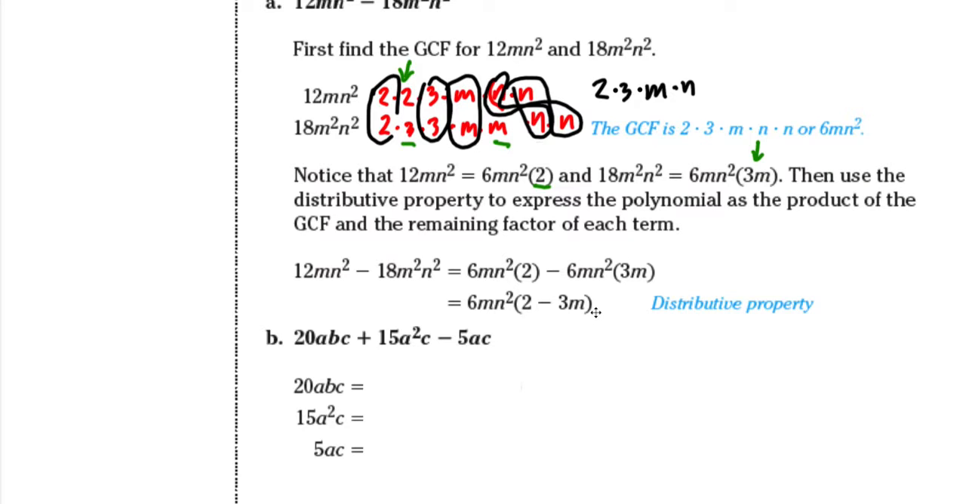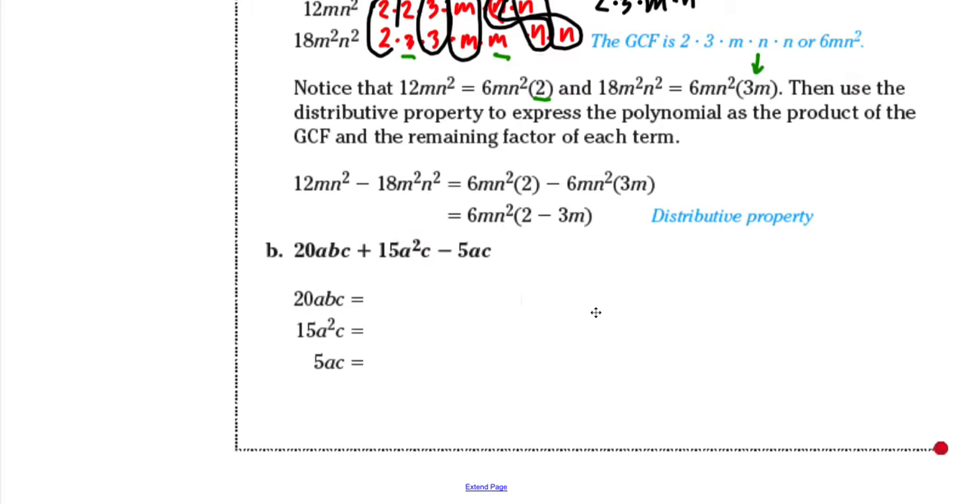Okay, let's take a look at letter B. 20abc plus 15a squared c minus 5ac. Again, we completely factor each monomial. So completely factoring each monomial, you now have 2 times 2 times 5 times a times b times c. This is 3 times 5 times a times a times c, and this is 5 times a times c. And then we circle our common factors. In this case, it's only 5 and a and c.